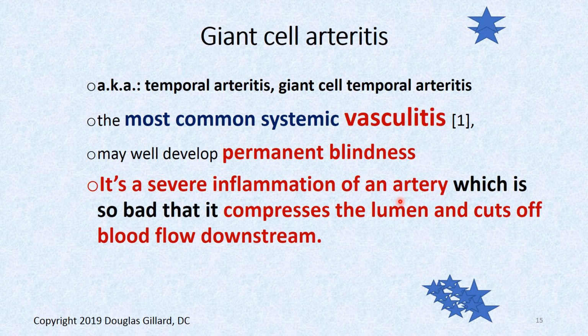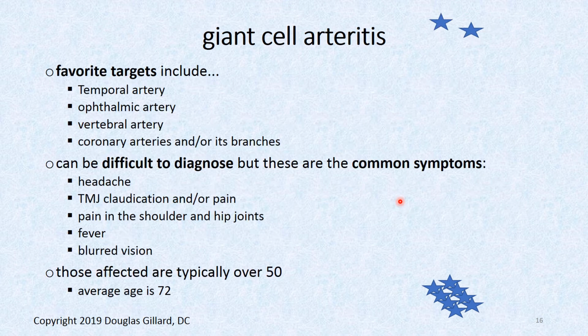And that's the danger of this thing. Because if your ophthalmic artery gets swollen up with inflammation, it's going to cut off the blood flow like a beaver dam, and there goes your retina, and you can become blind with this thing. Favorite targets: temporal artery, ophthalmic artery. It likes the vertebral artery as well. Really tough to diagnose. Symptoms are TMJ. They think it's a TMJ problem, but it's not. What they're feeling is a sore superficial temporal artery.